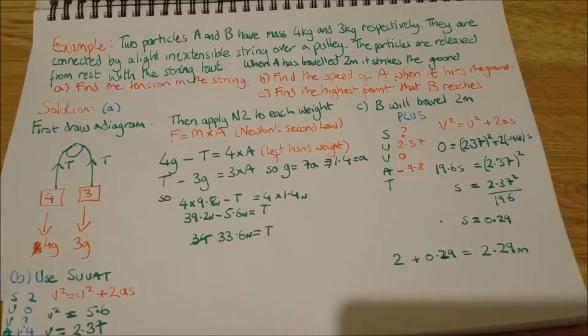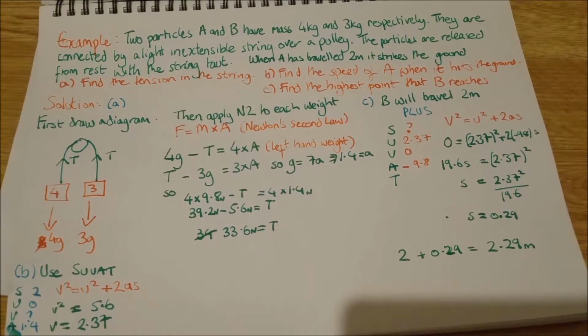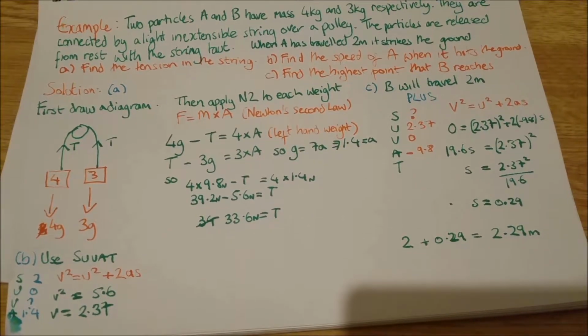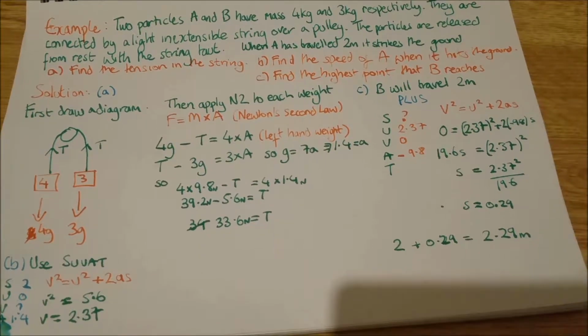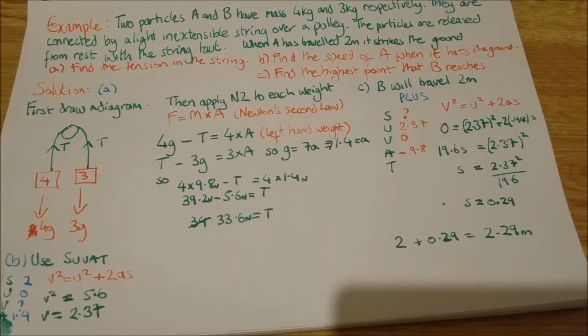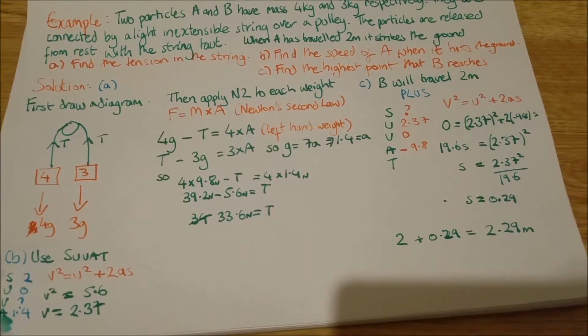Why does that matter? It means that tension is constant throughout. Again, it's not something they're going to mess around with or change, but now you understand why they always say that. When A has travelled 2 meters, it strikes the ground, and that comes into later questions. So part A, find the tension in the string.